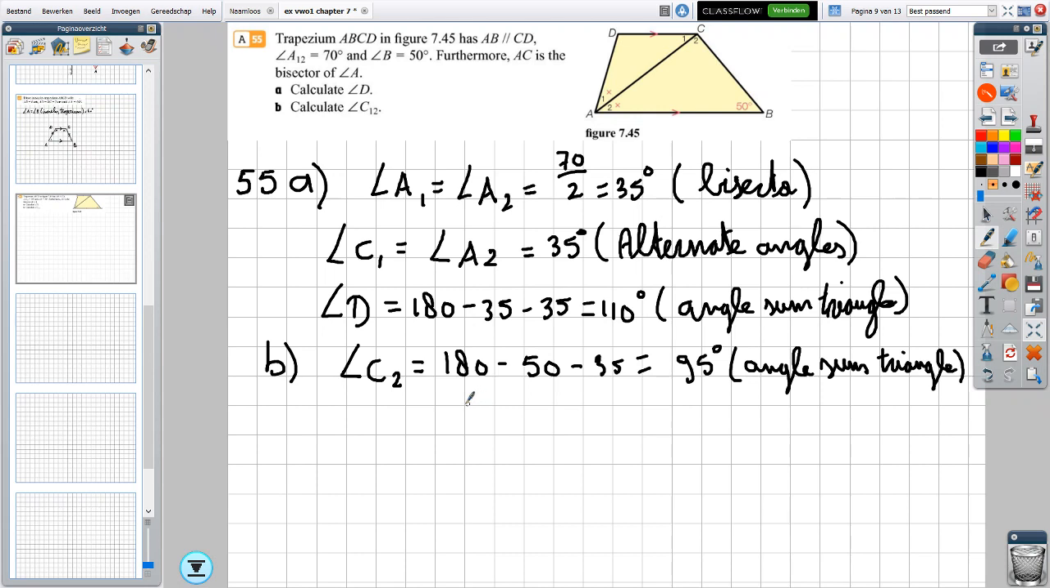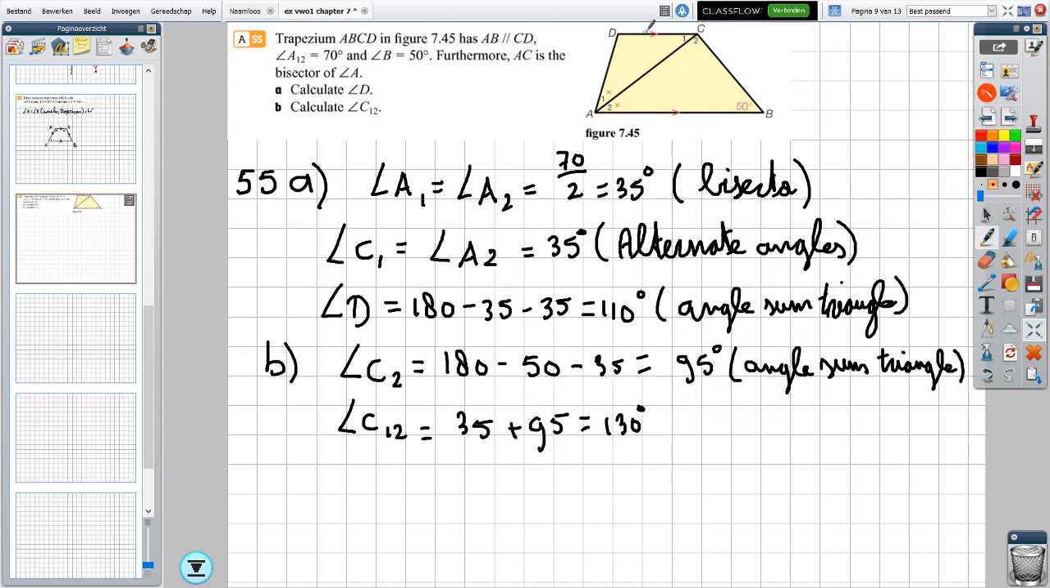And then I'm already almost there, right? Now I don't even have to use a theory or a method. I can just say angle C12 is angle C1 plus angle C2. So that has to be 35 plus 95, which gives me 130 degrees. I don't use a certain method or theory here, I'm just adding the numbers up, so I don't have to say which rule I used here.